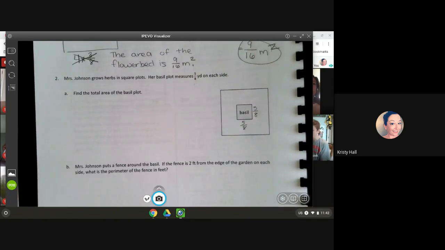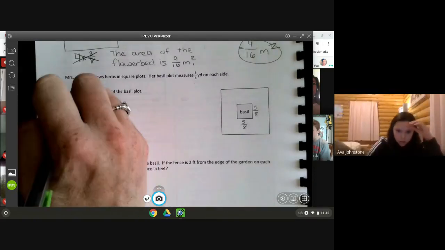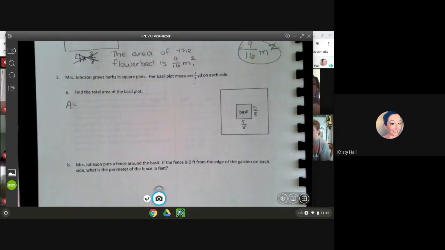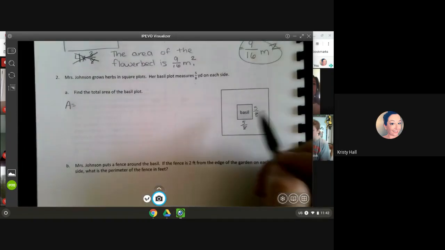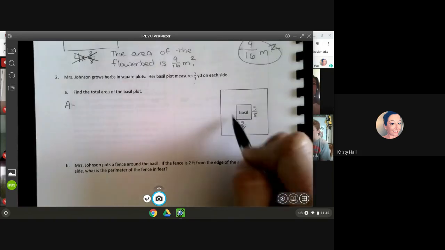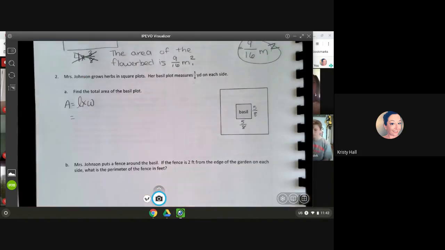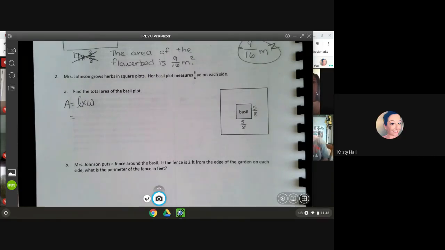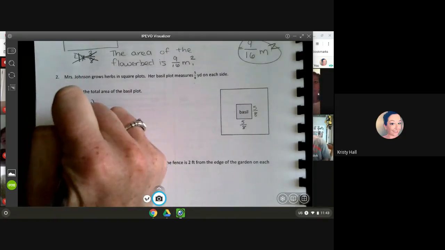All right. So we're going to find the area of the basil plot. What do we do to find the area of the basil plot? You have to times it by 4. That would give me the perimeter, actually. If I did 5/8 4 times, that would give me the perimeter. Remember, area is the length times the width. 5/8 times 5/8. Right, 5/8 times 5/8.